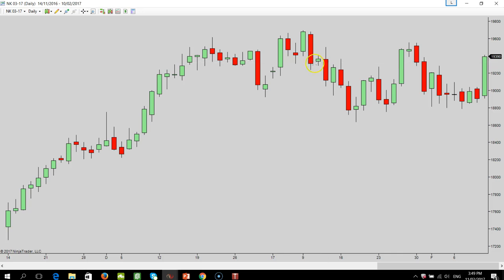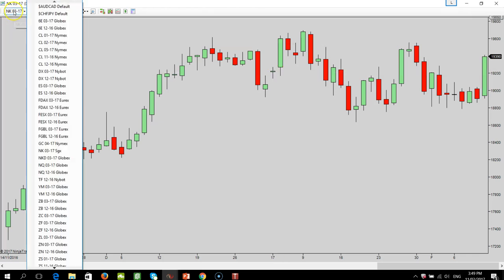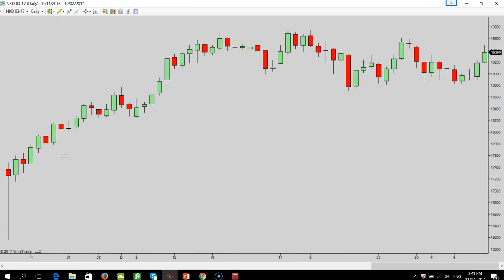So here. This one didn't work out. How did it look on the CME? The CME is not going to be much different. Nikkei dollar, well, it's dollar denominated, so about the same. Buy it here.